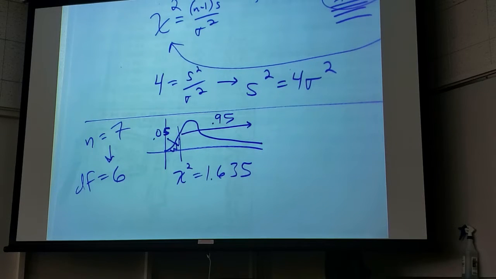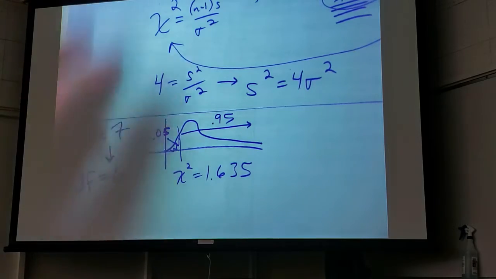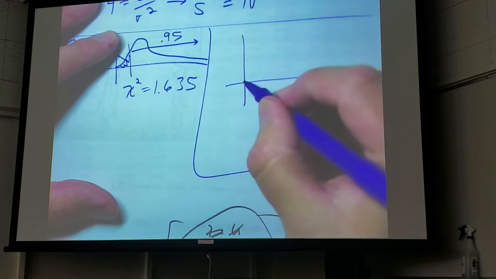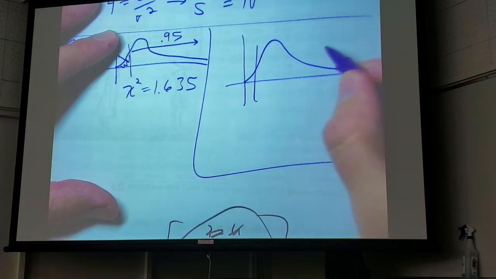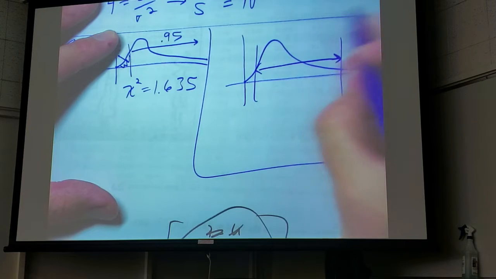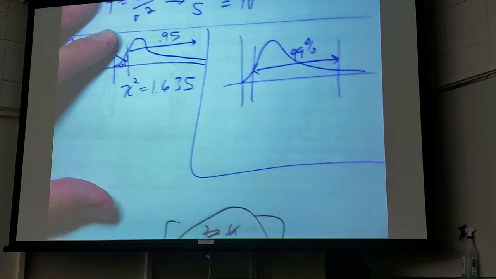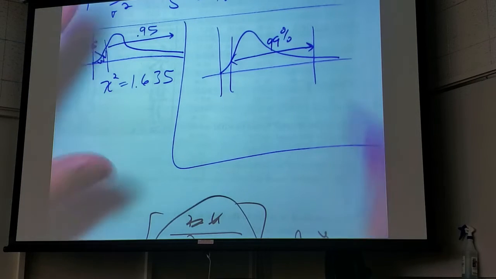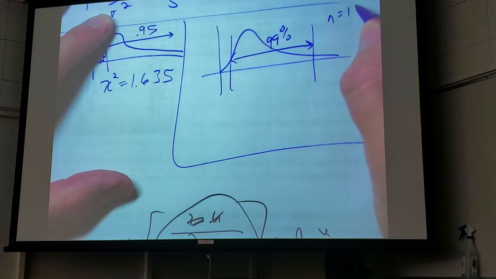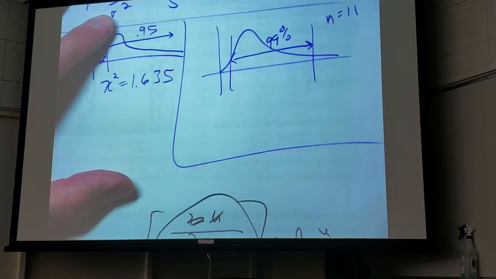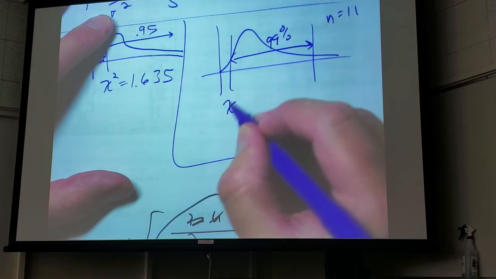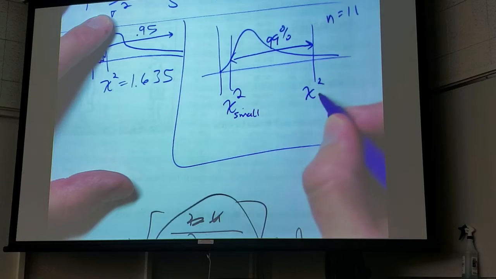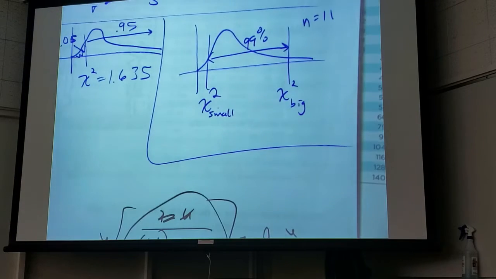Let me see what you guys think about this. What if, running out of paper, what if I wanted to make a 99% confidence interval for standard deviations? And let's say my sample size is 11. Can you figure out what these two would be? I would call this chi-square small, and I call this chi-square big. That's what I normally call those.